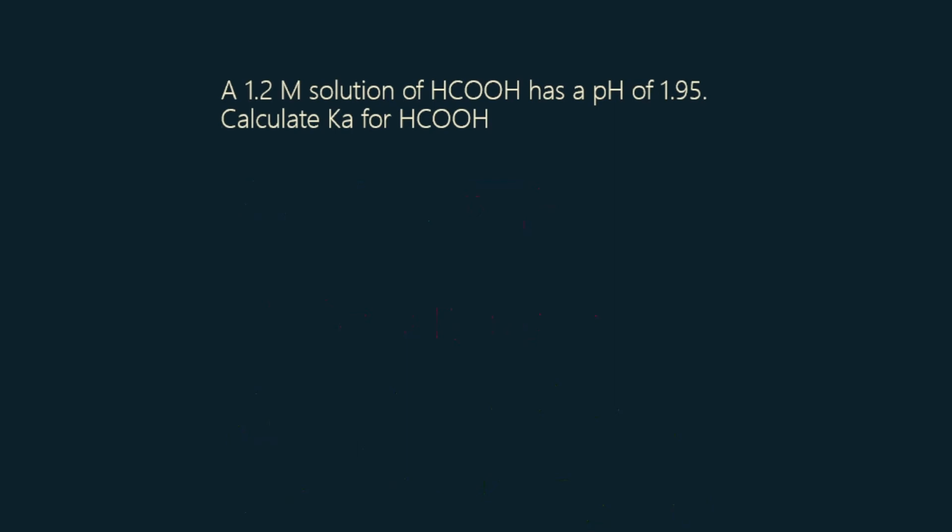Let's try another example. A 1.2 molar solution of HCOOH has a pH of 1.95. Calculate Ka for HCOOH. Ka indicates that we're dealing with a weak acid, and since we don't see a negative charge, we know that this HCOOH is our HA. First, write out the Ka equation. We'll come back to this later.